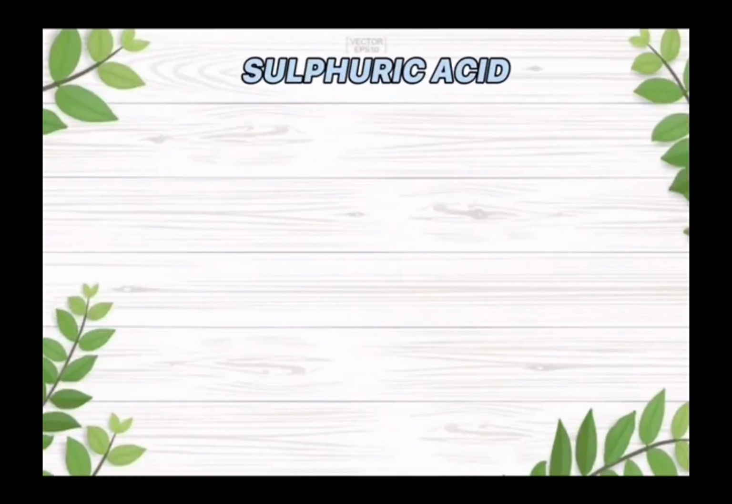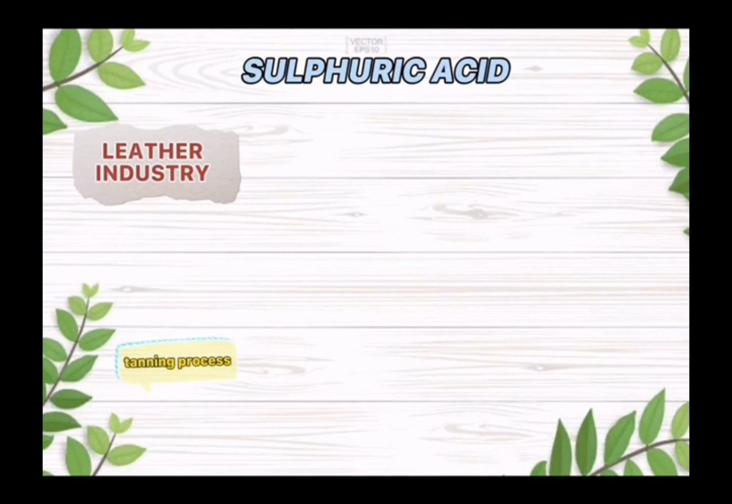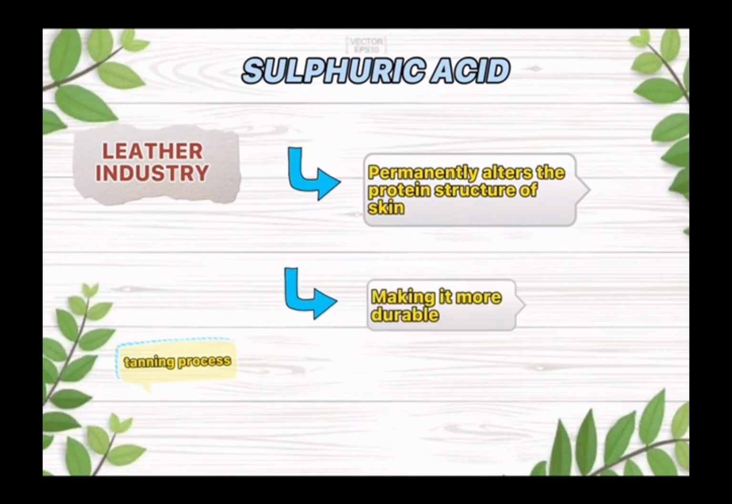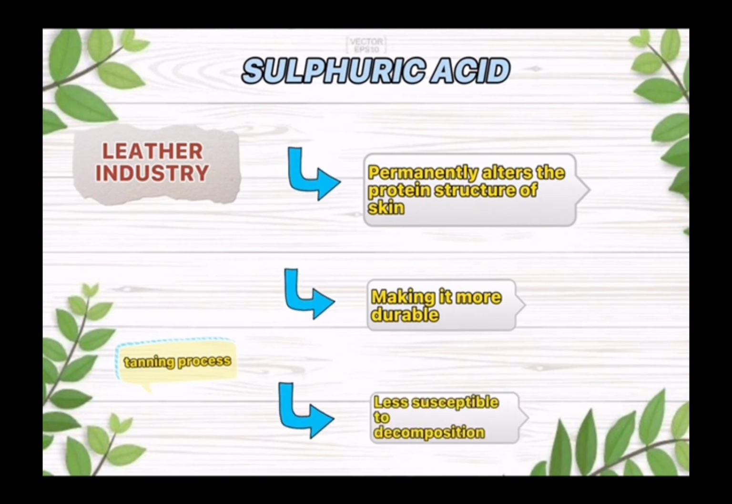For example, sulfuric acid is used in the leather industry. They use sulfuric acid in the tanning process. The purpose of this process is to permanently alter the protein structure of skin. Next, it makes the skin more durable and less susceptible to decomposition.